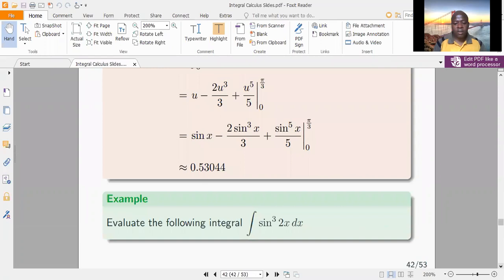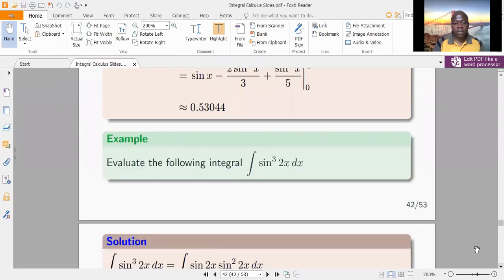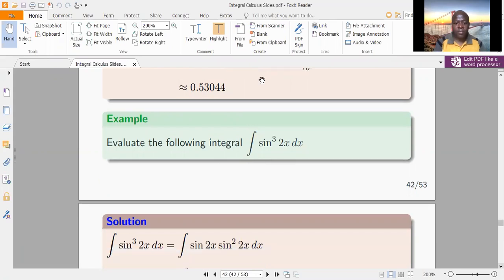Now let's do another interesting one. This is now a bit interesting. Remember that now this is not just x, it's 2x. I want to see how to do that. But what is interesting here is that the exponent is odd. So you must strip out one, just the same way we had said before. It will be sine 2x raised to 2 and then sine 2x dx.